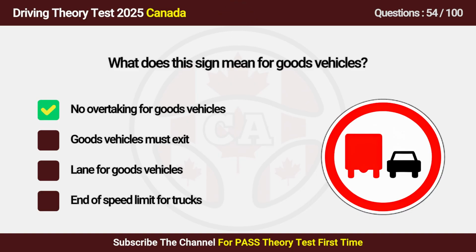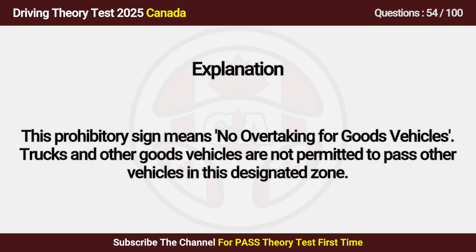Answer is A. No overtaking for goods vehicles. This prohibitory sign means no overtaking for goods vehicles. Trucks and other goods vehicles are not permitted to pass other vehicles in this zone.